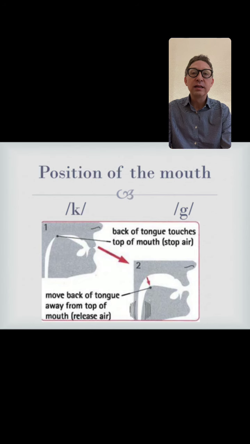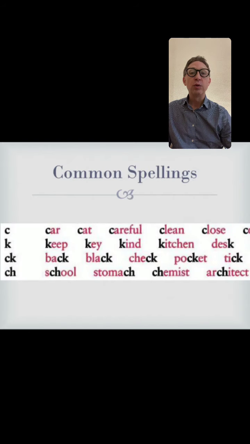K, g, k, g. And then reverse. G, k, g, k. Now, I want to accent these a little bit more than normal because this will help us to distinguish them more clearly when we're communicating. So if it seems like you're exaggerating, that's fine, because for the other person, it will probably come across as normal.